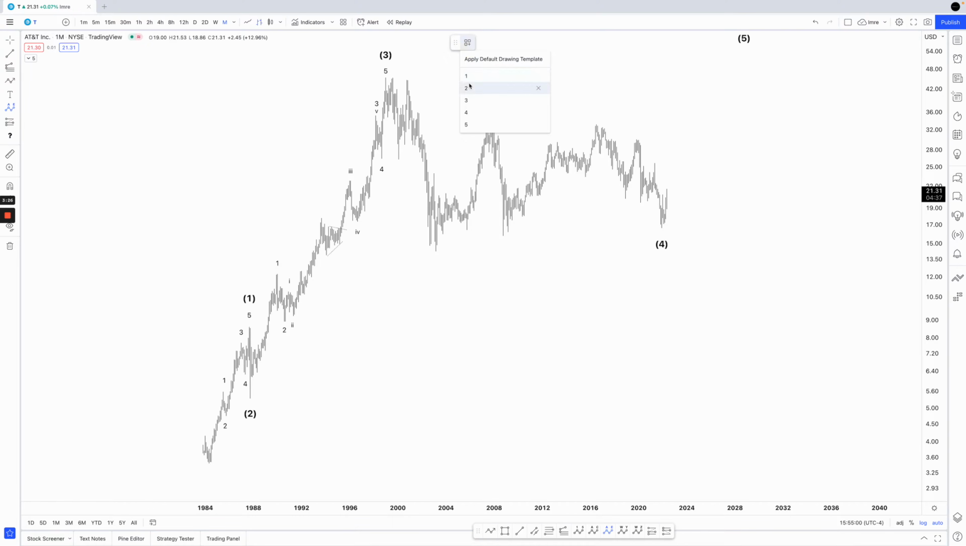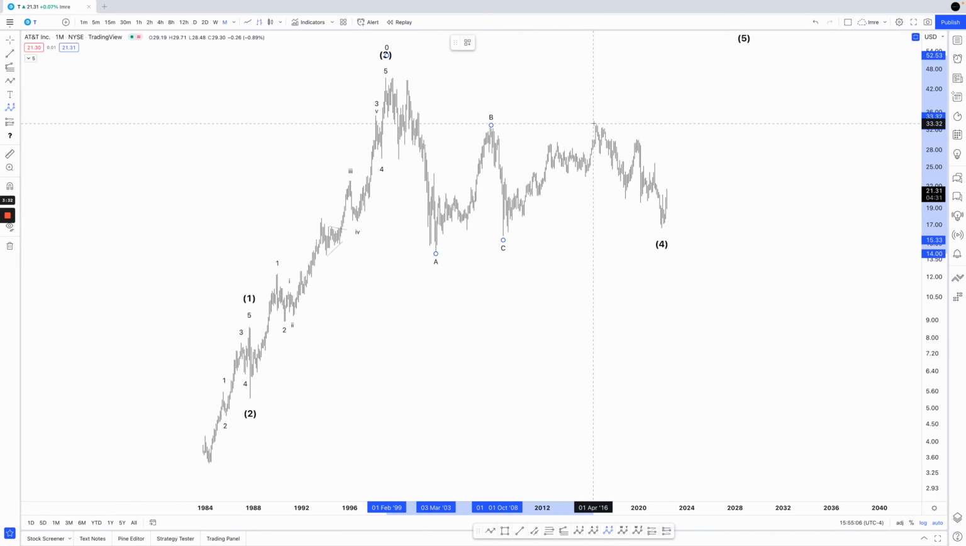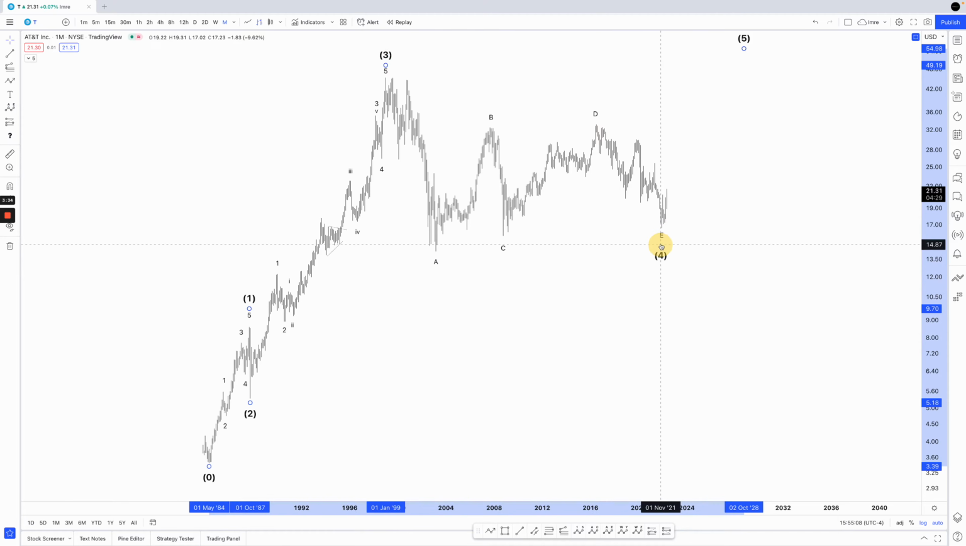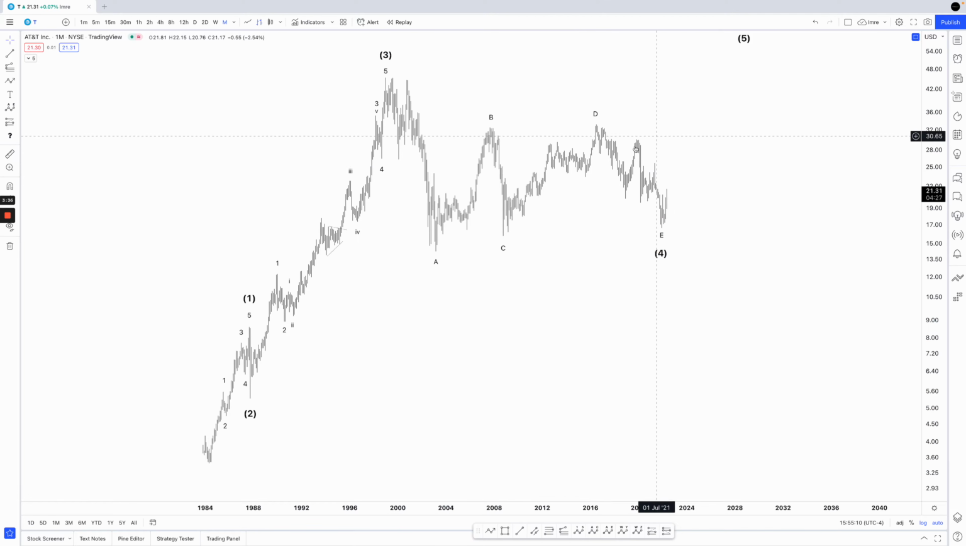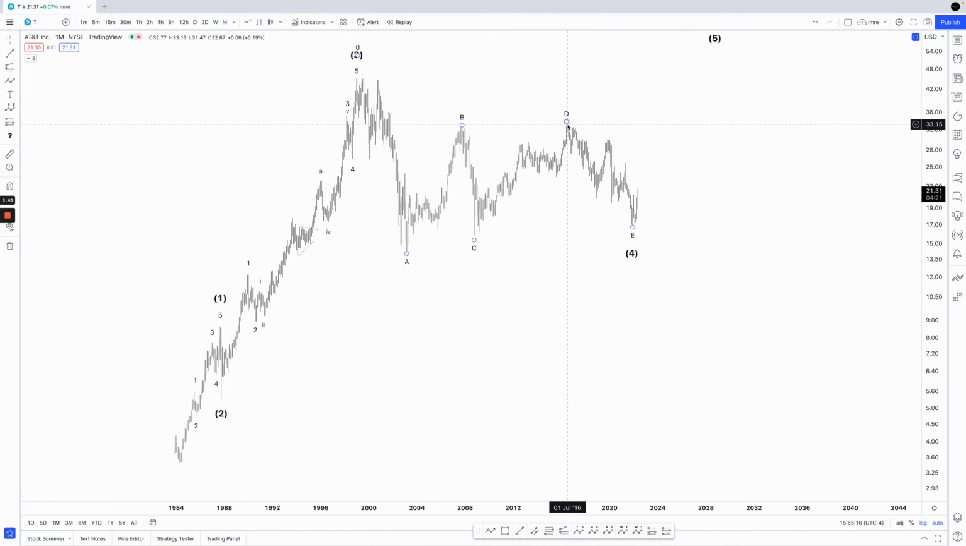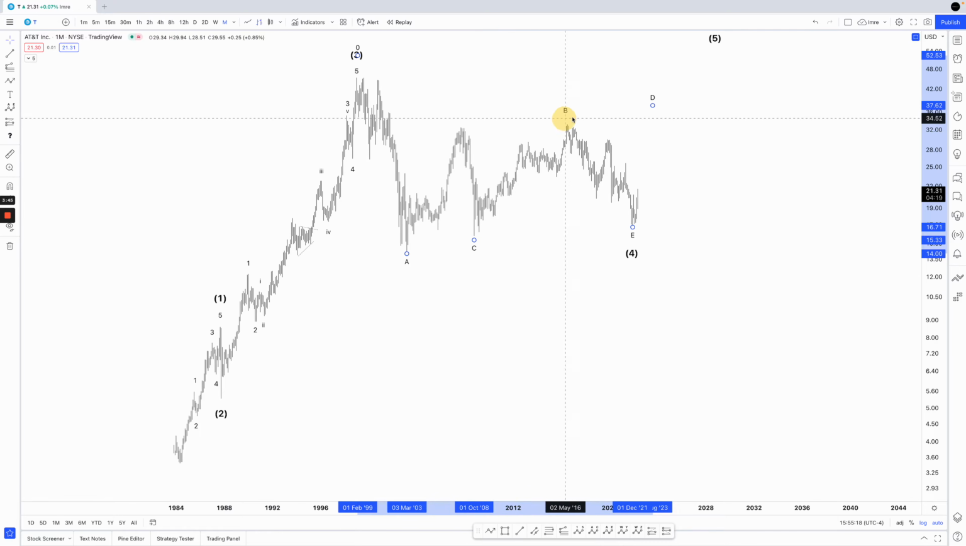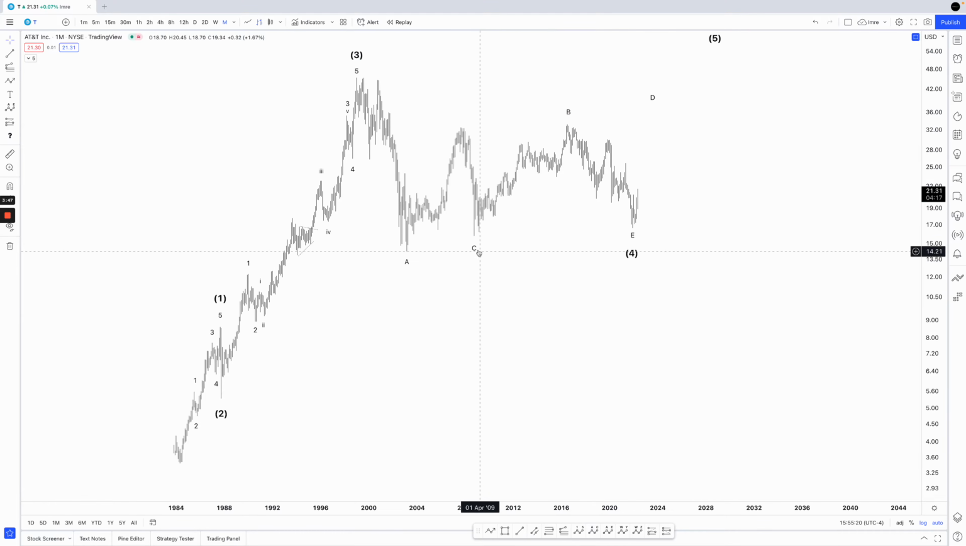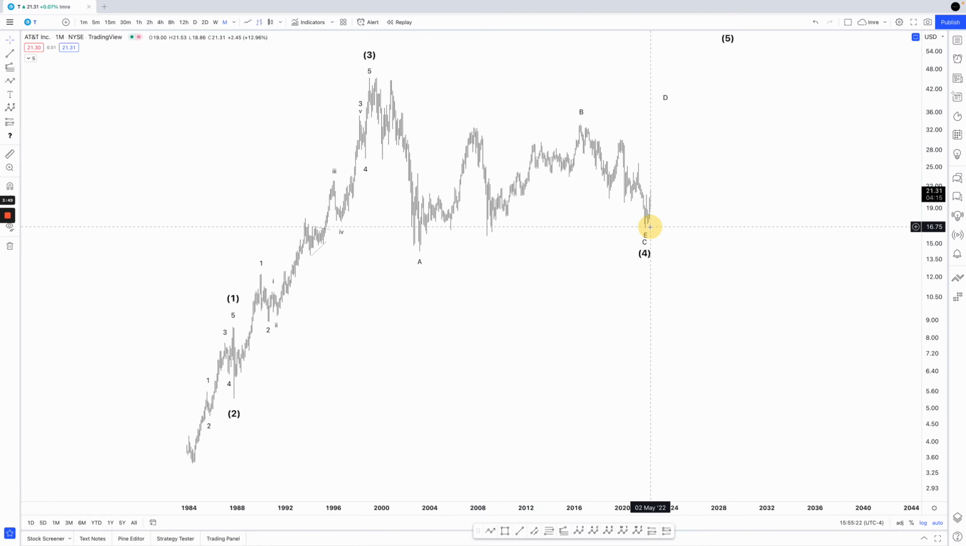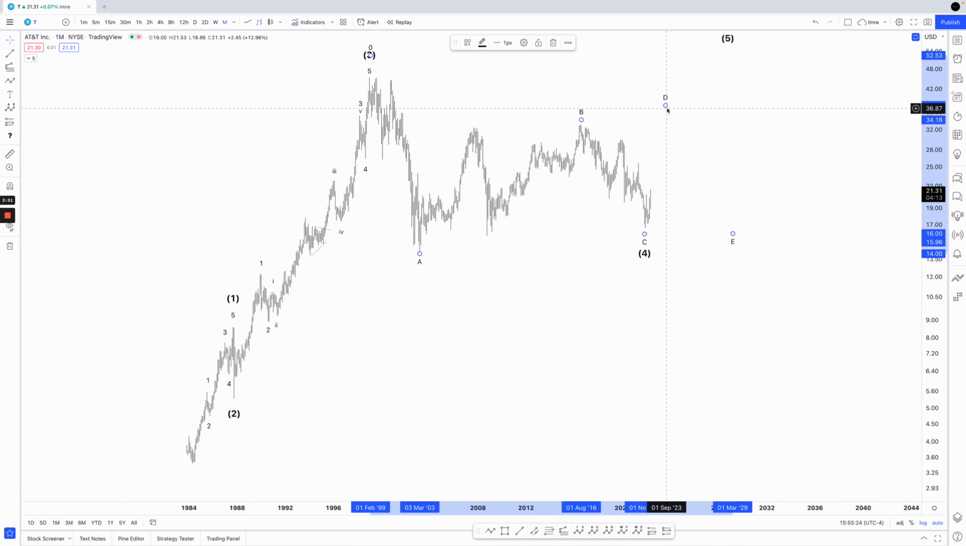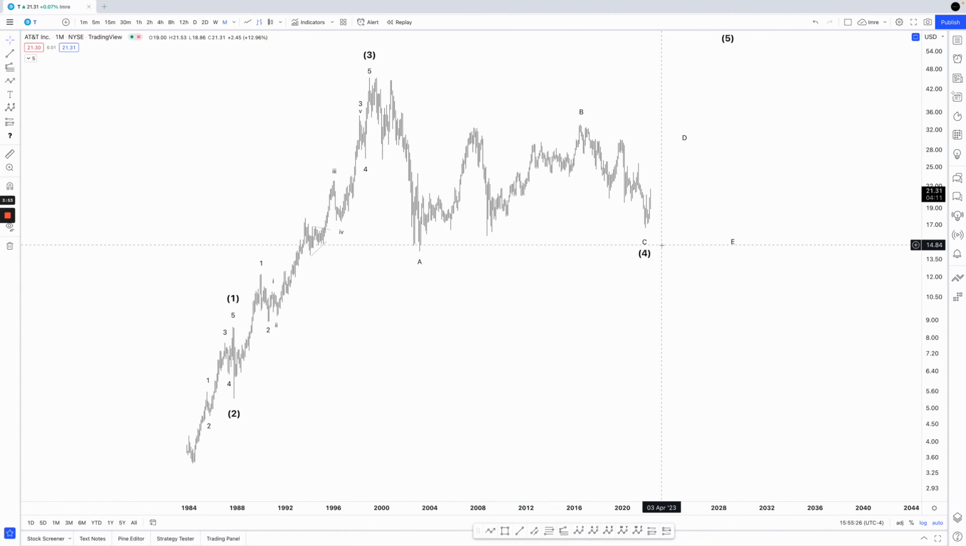I now have to see if the triangle count fits. So we've got A, B, C, D, and E. And indeed it does. This looks like pretty much a textbook barrier triangle. The only other interpretation I could reasonably have here with the triangle is to move my labels a little bit and say this is wave B, this is wave C. We need another rally in wave D, and then another decline in wave E to complete the triangle.